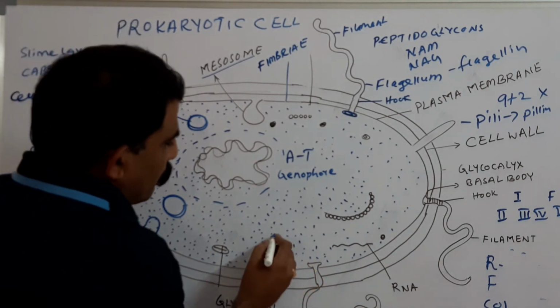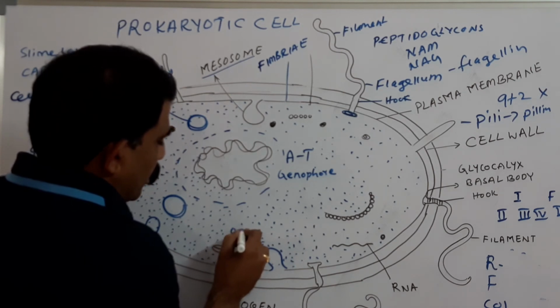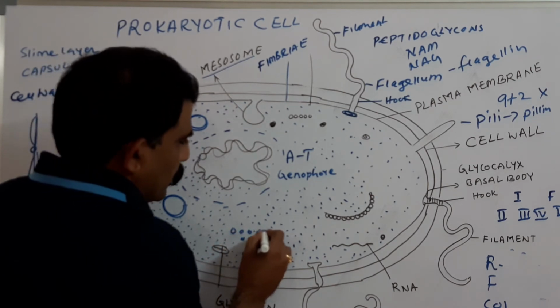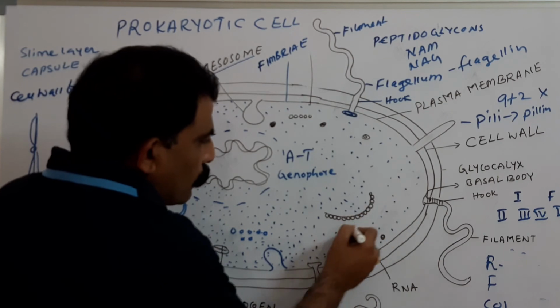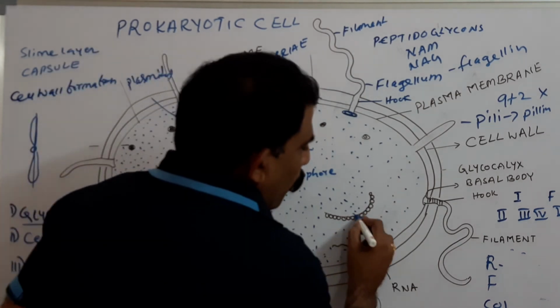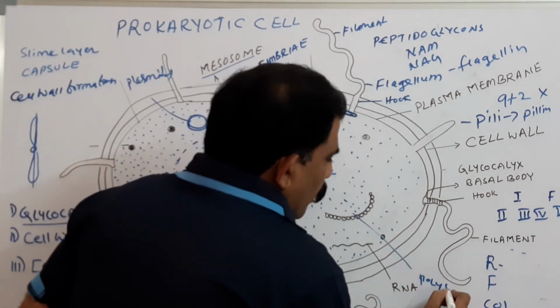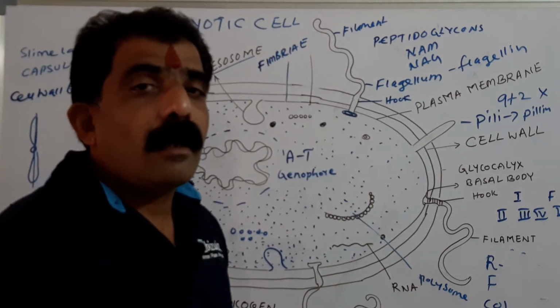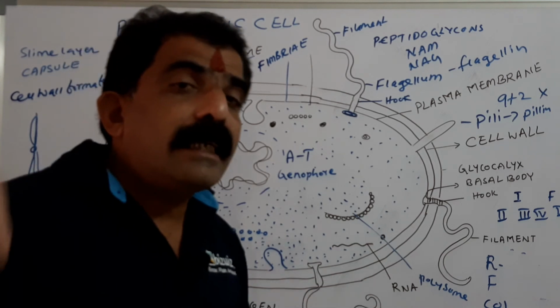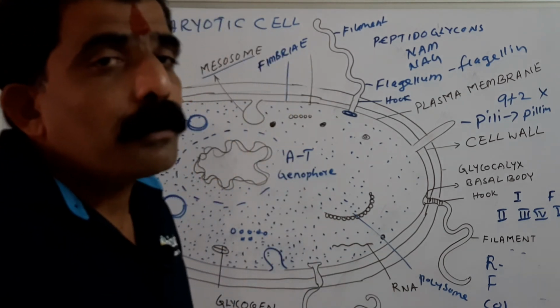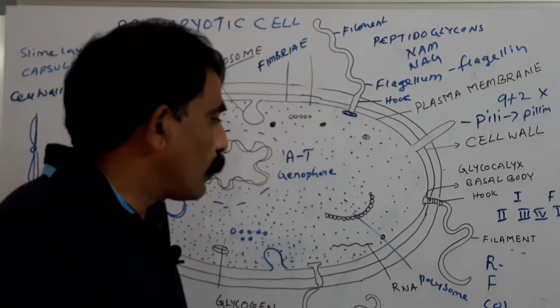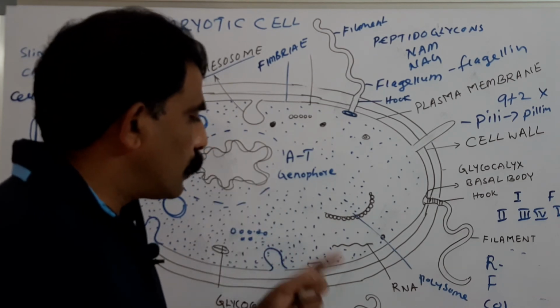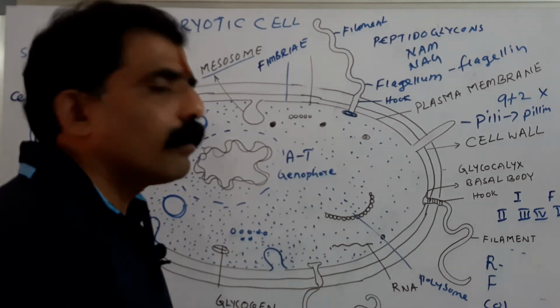You can see some small ribosomes here and there, and here a chain of ribosomes is present. This is called a polysome. Polysome is a group of ribosomes attached to mRNA which translate mRNA into protein. So polysomes are present, and the ribosomes are of 70S type.